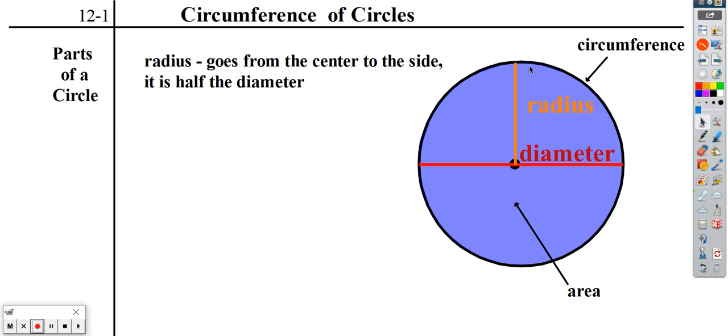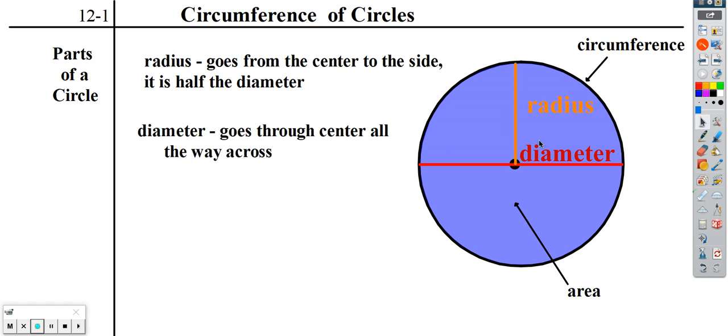Parts of a circle: remember the radius goes from the center halfway across. So this orange line represents the radius. It's half the diameter. Our diameter goes through the center all the way across the circle. So this red line is the diameter. Circumference is the distance around the circle. So you see that the distance around the circle is represented by this black outline here. That shows you the circumference of this circle.